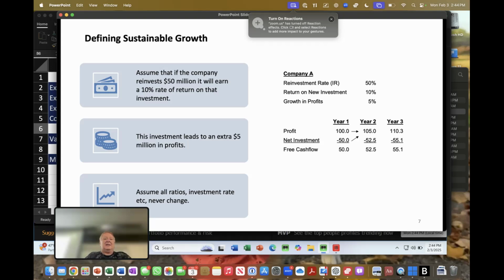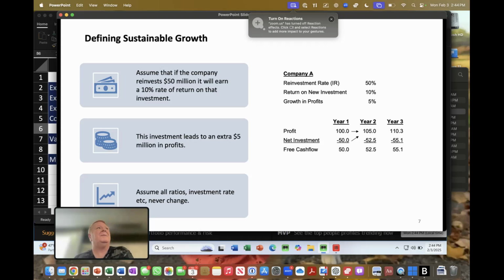Okay. Now, here's the next key point. Let's say you want to take this G, the sustainable growth rate, from 5% to 10%. How do you do it? How do I get my G in this slide to go from 5 to 10? What are my options? Yeah.